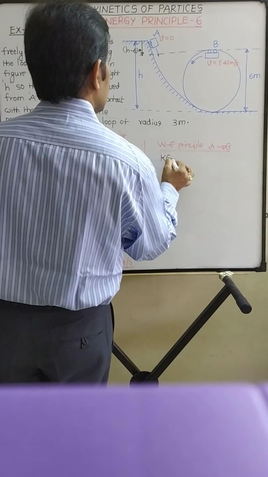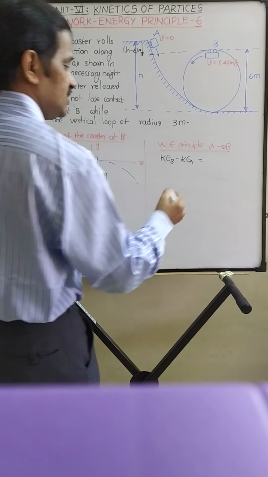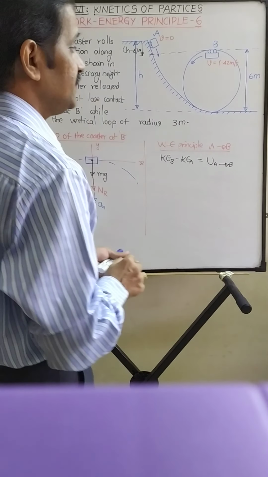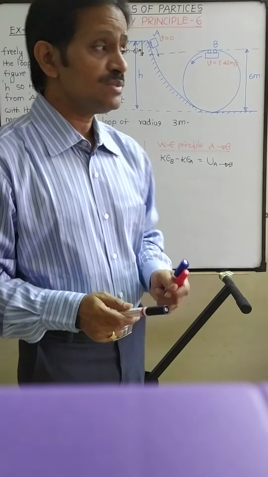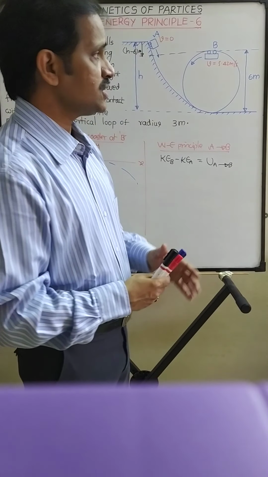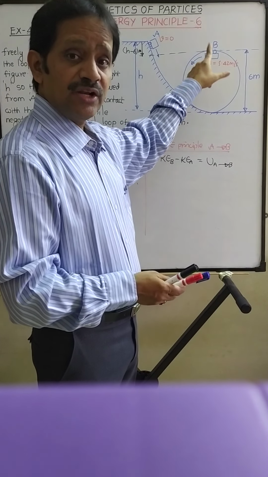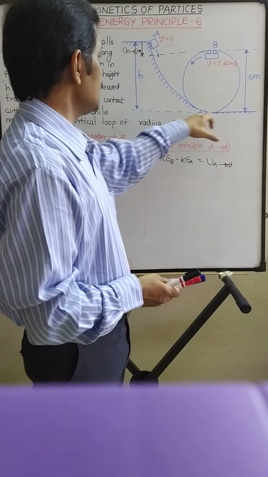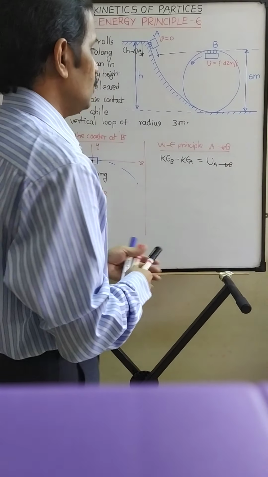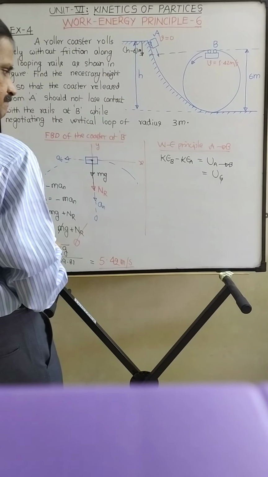So change in kinetic energy, KE_B minus KE_A, final kinetic energy minus initial kinetic energy, is equal to work done between the positions A and B. Now what are the forces doing work on the coaster when it is moving from A to B? First you tell me what are the forces acting on the coaster. One is the gravitational force, the second is the normal reaction, and being the loop is smooth, there is no friction, but work done by normal reaction is always 0. So only the gravitational force is doing work. So it is work done by gravity.